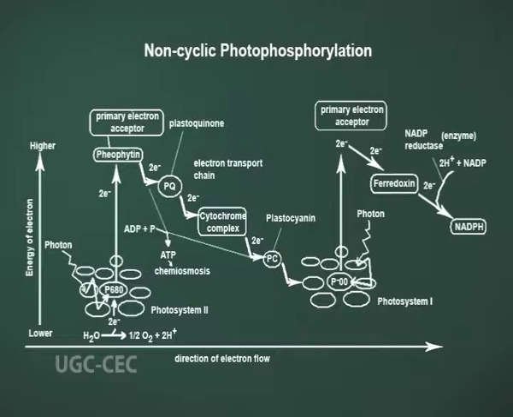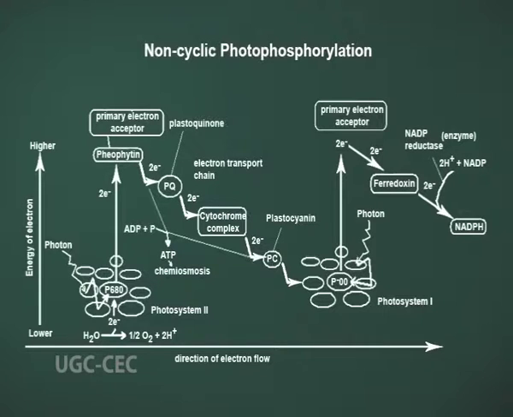The reaction center P700 of photosystem 1 becomes excited by absorbing light energy from the sun, and the excited P700 releases high energy electrons to ferredoxin, which is a protein that contains 1 iron sulfur cluster. The oxidized P700 receives an electron from reduced plastocyanin and returns to its ground state.